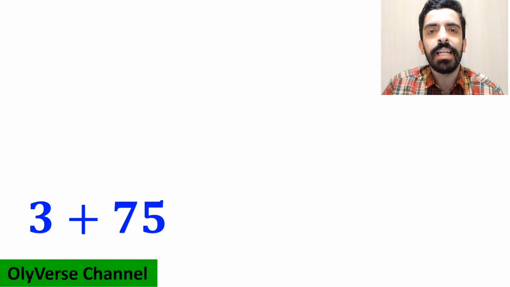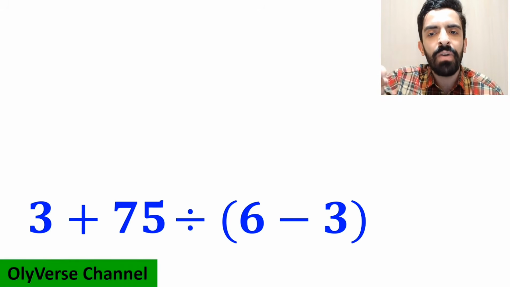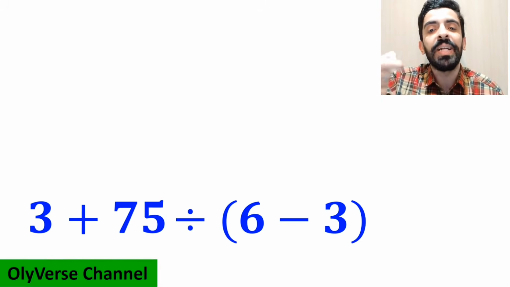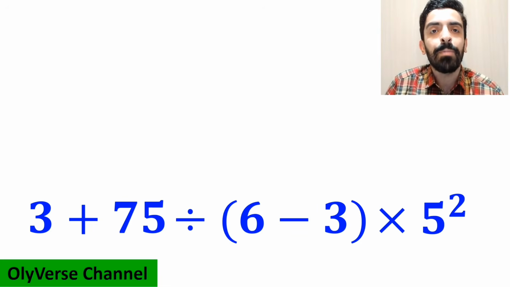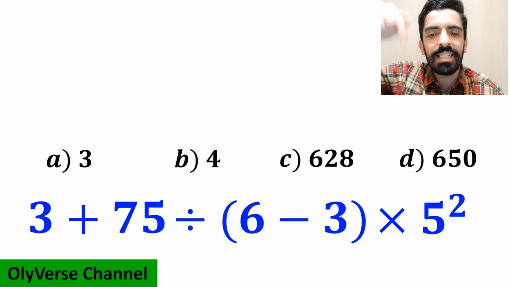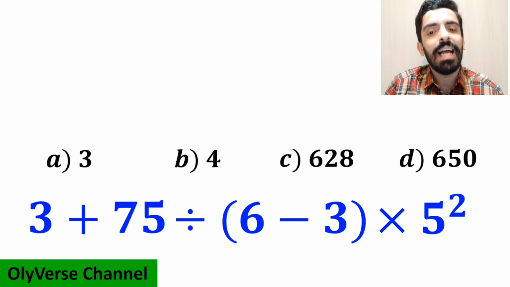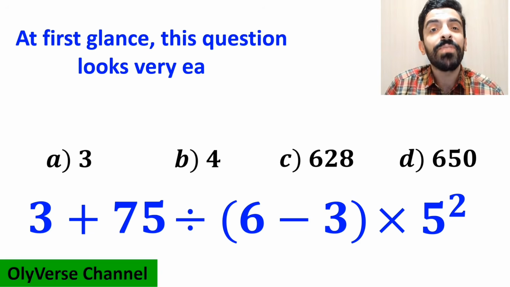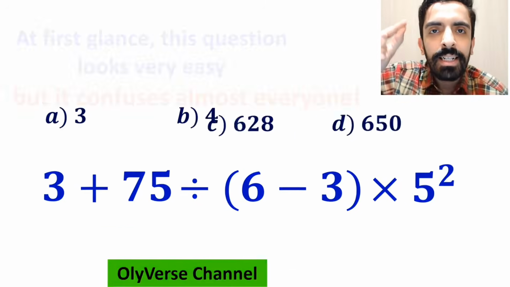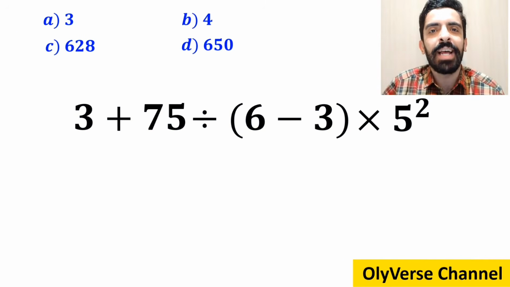What is the value of the expression 3 + 75 ÷ (6 − 3) × 5²? Which option do you think is the correct answer to this question? At first glance, this question looks very easy, but it confuses almost everyone. Let's go step by step and solve it together.